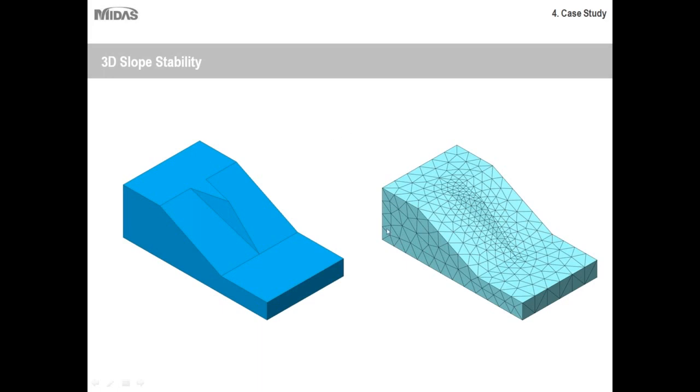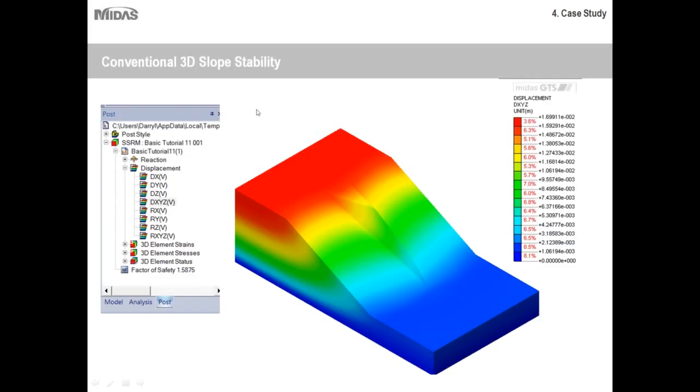So for example, I showed this in a previous slide, but this is a conventional 3D slope stability analysis, and one of the reasons this was done in 3D was because of this notch here. In order to account for this notch, it wouldn't really be as effective to do it in 2D, so they chose to do it in 3D. As you can see, the meshing is triangular, but the 1-to-1 ratio is maintained, so it's okay. And then here are some examples of the results.